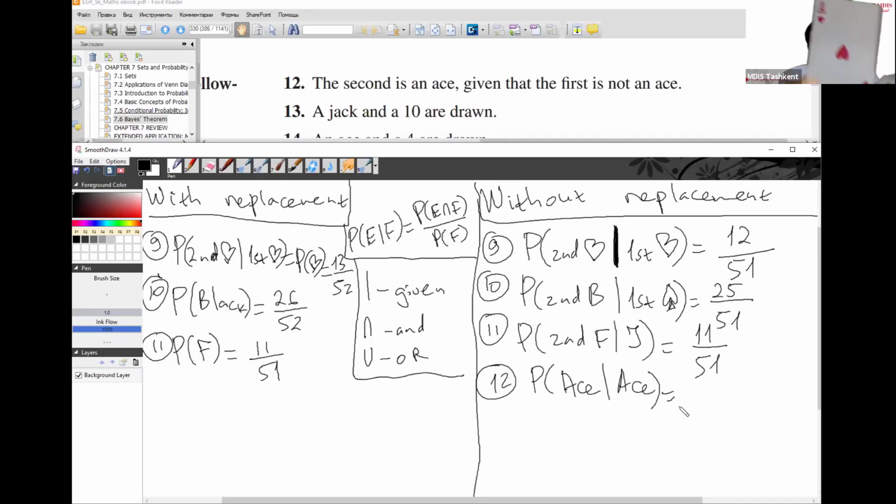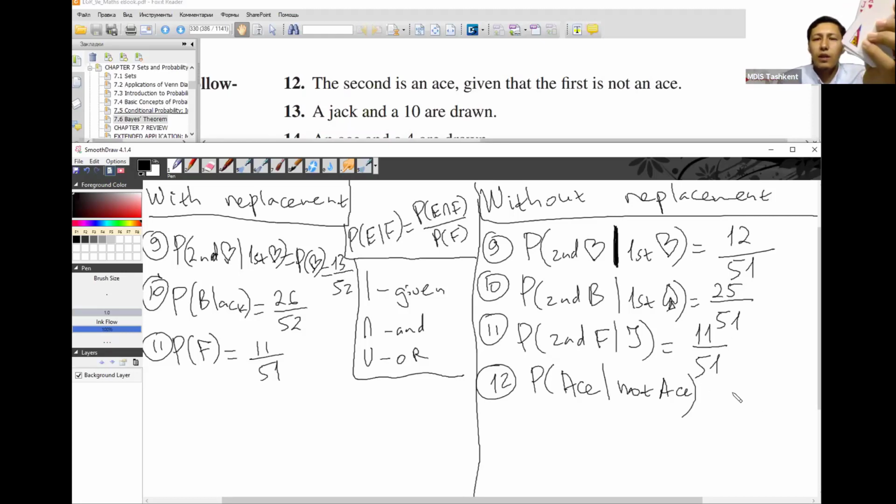Okay, ace means this card. So you pick a card which is not ace. Okay, the first card is not ace. Let's assume it is 4. Okay, it is not ace. So you just throw the card which is not ace.